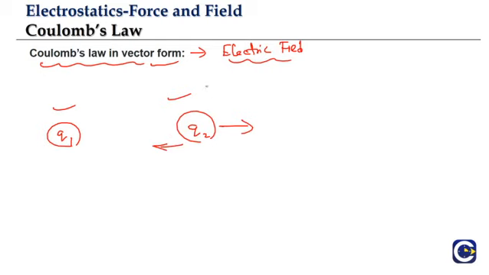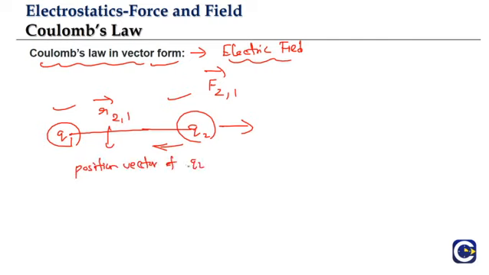If you want to give the force acting on Q2 because of Q1 as a vector, we must be able to give the direction also. And here the only vector that we can think about is the position vector of charge 2's location with respect to charge 1's location. So if we draw a vector from the position of Q1 to the position of Q2, we can call it r bar 2 comma 1. This is nothing but the position vector of Q2 with respect to Q1.